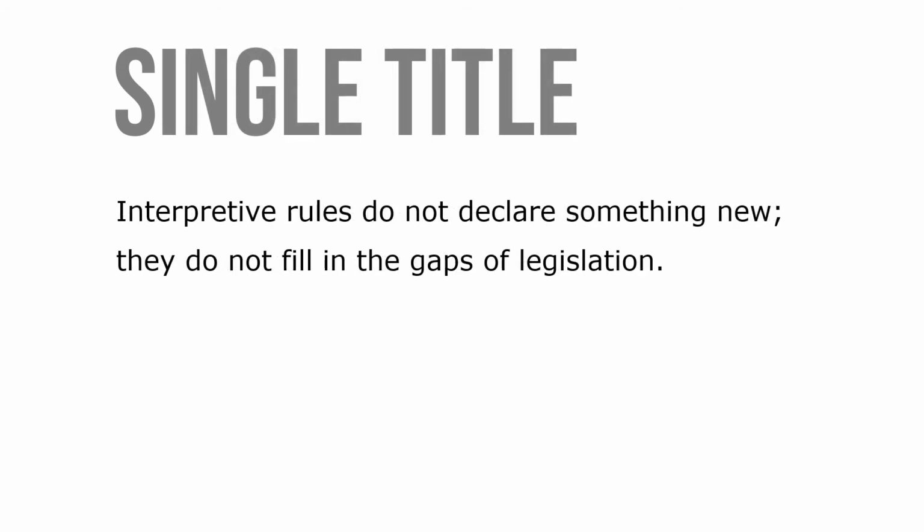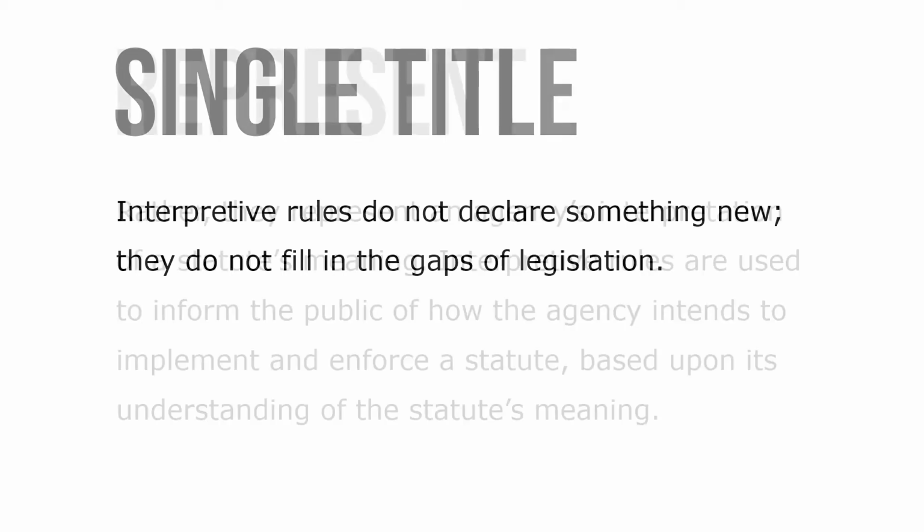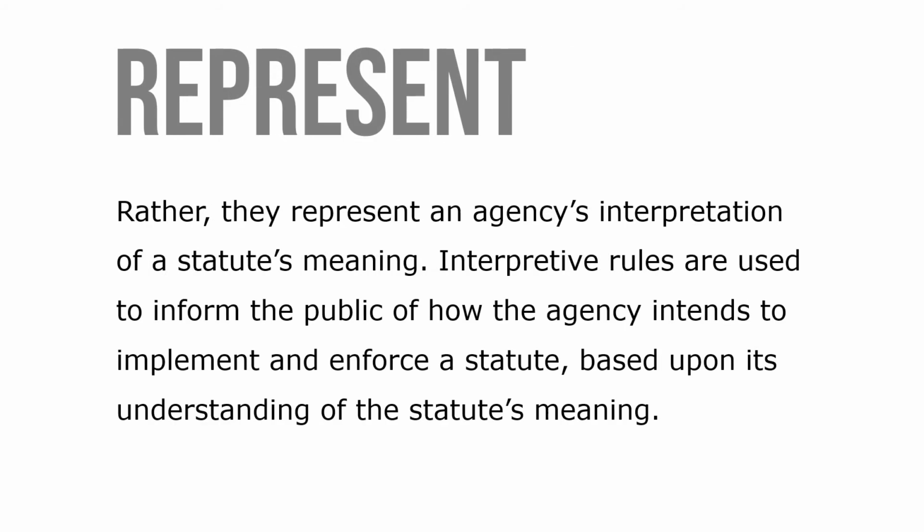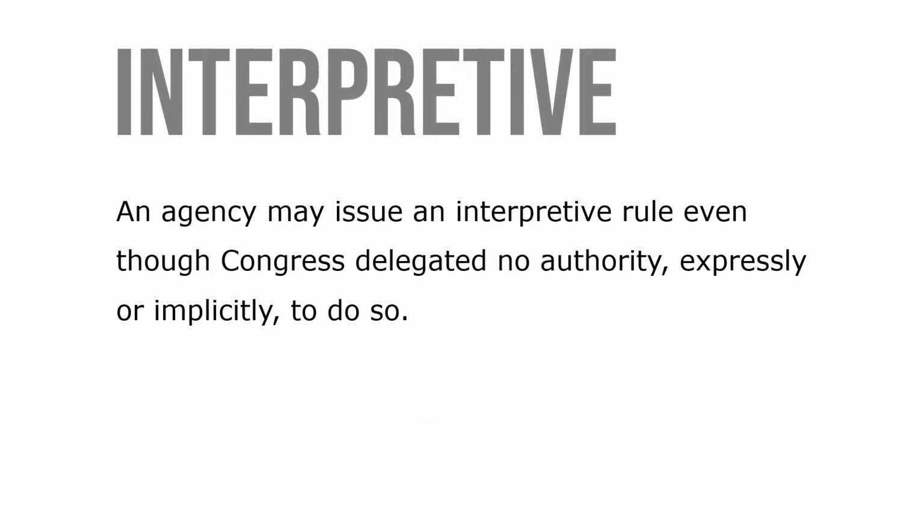Interpretive rules do not declare something new. They do not fill in gaps of legislation. Rather, they represent an agency's interpretation of a statute's meaning. Interpretive rules are used to inform the public of how the agency intends to implement and enforce a statute based upon its understanding of the statute's meaning. An agency may issue an interpretive rule even though Congress delegated no authority, expressly or implicitly, to do so.